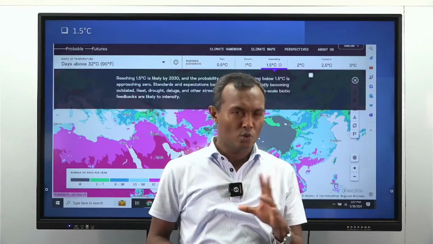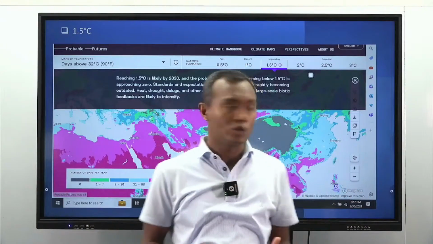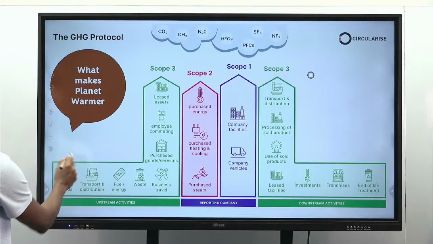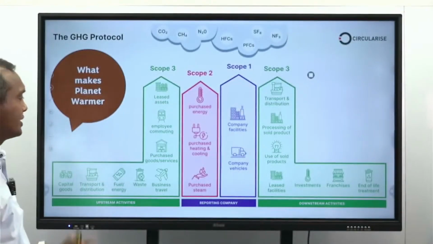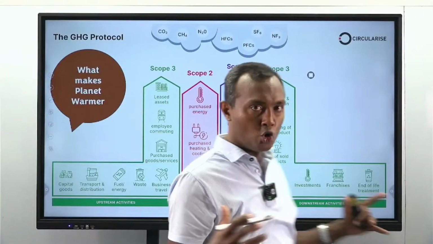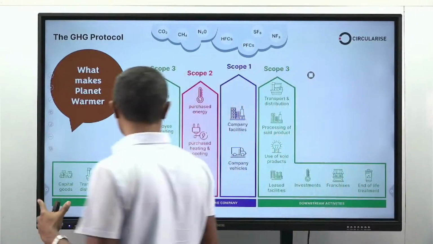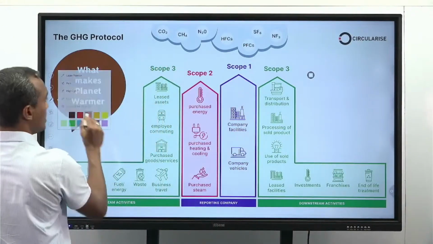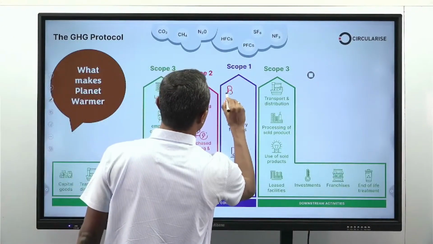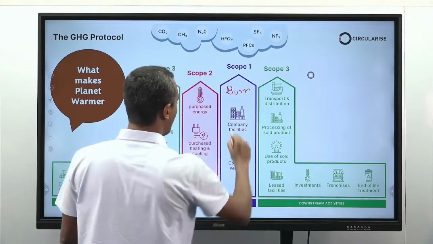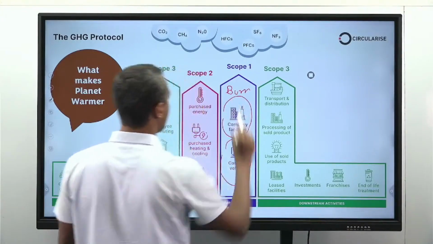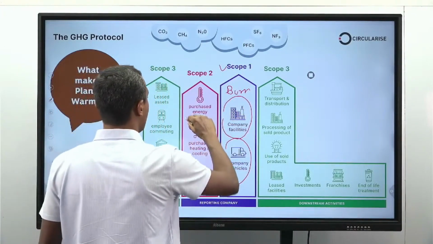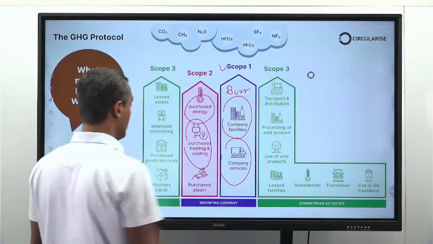Remember IFRS S2, all of this we are going to learn. Now this background knowledge is going to be very, very useful when we discuss. So what makes the planet warmer? This is a very important slide, and this slide actually captures that standard that I mentioned to you. Scope 1, 2, 3 emission, but I'll cover in a little more detail. Quickly, what I explained to you: what you burn, scope 1. So one easy word is what you burn.